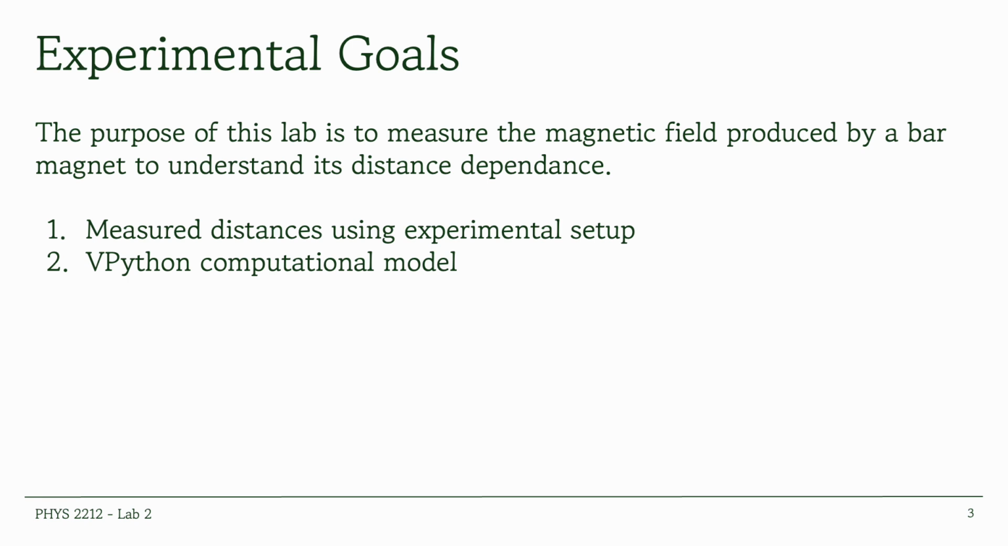So the experimental goals: the main purpose of this lab is to measure the magnetic field produced by a bar magnet, to understand its dependence on distance. This will be done by two primary methods, the first being measuring distance using an experimental setup, and the second being using a VPython computational model.